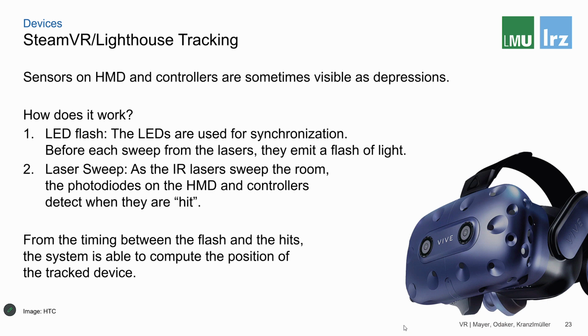Same goes for the controllers. That timing, so that now is the beginning of the new cycle, it took so long to hit somewhere, that allows us to compute a position of the tracked device. And since we have vertical and horizontal sweeps, and a number of photodiodes on the headset, that allows us to compute full tracking information. So it's actually a timing-based system with the optical base stations.